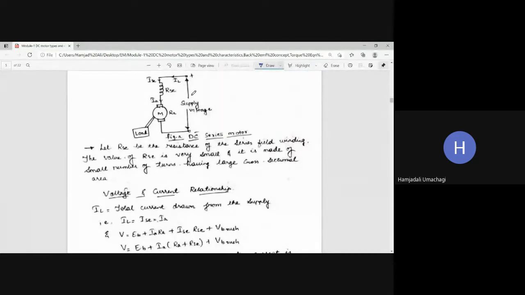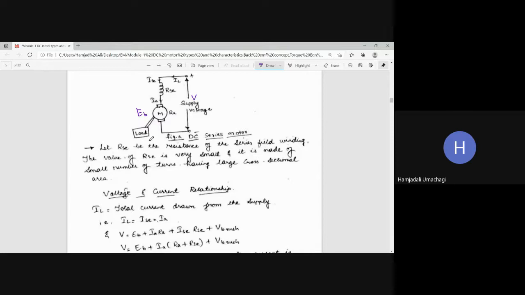If this is supply voltage V, then you apply KVL, and here this armature will be having the back EMF EB. I told you that back EMF EB, as per Lenz's law and because of the generating action, is always opposing the supply voltage. So now just apply the KVL to this loop. Supply voltage V, this is the source.